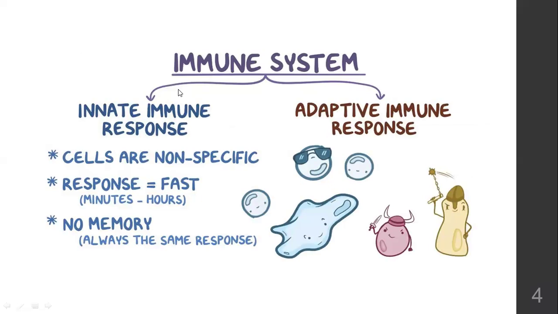So in the immune system, we have innate immune response and adaptive immune response. In innate, cells are non-specific. Adaptive immunity, we will see later. It has one way of action to kill all the bacteria, and it is quick. Within a few minutes or within a few hours, it will go into its action mode.